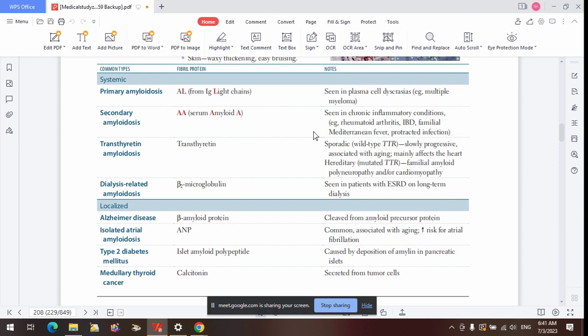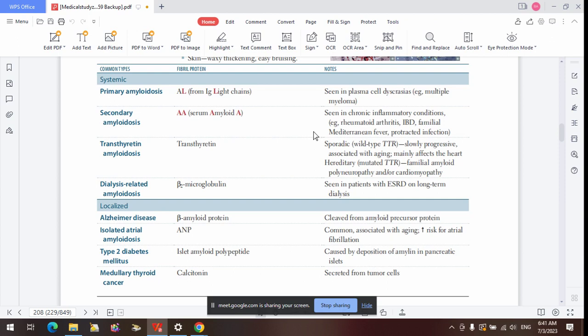So, but how does it accumulate? It can accumulate in two situations: the sporadic type and the hereditary type. The hereditary one is very straightforward. It is accumulating because there's a mutation in the gene that codes for the transthyretin, which is also known as prealbumin or thyroxine binding prealbumin. So it's like a thyroxine binding protein or just prealbumin. You can call it anyone. So that is transthyretin for you. It accumulates in two conditions: hereditary form, sporadic form.